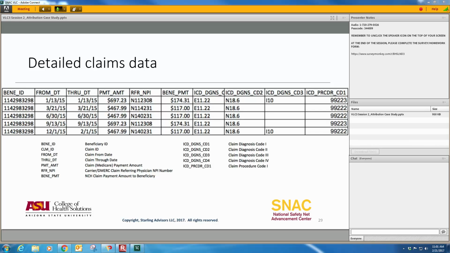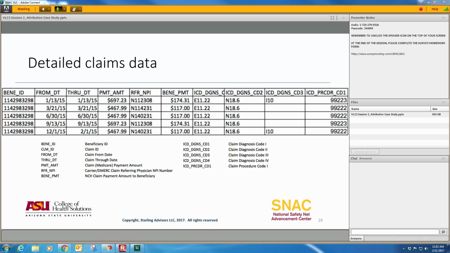Is anybody currently getting complete claims data from any of their plans, or is this beyond where most folks are at this point? Since no one's volunteering, I'm going to assume that most folks aren't getting this. I'm going to talk you through some of the other scenarios that we would typically use this data for.